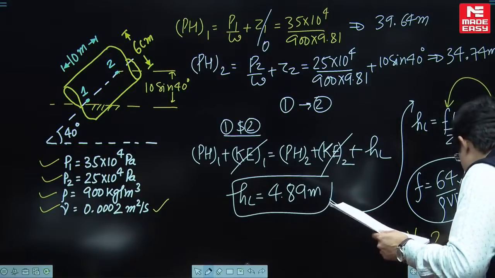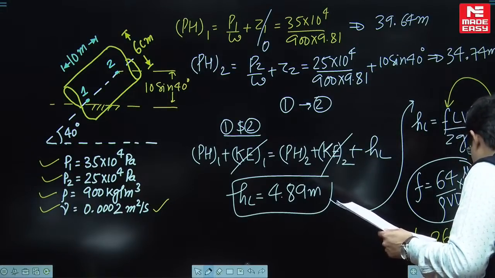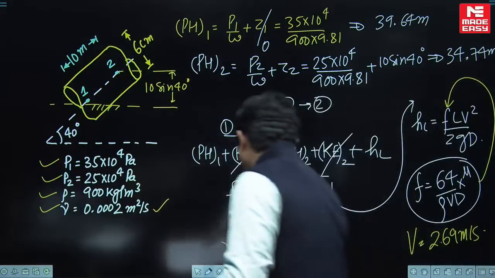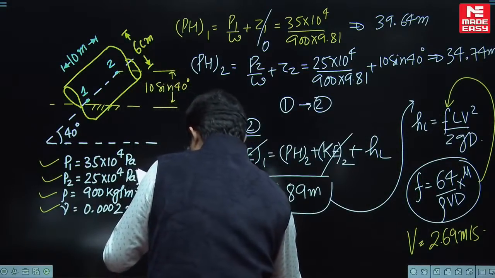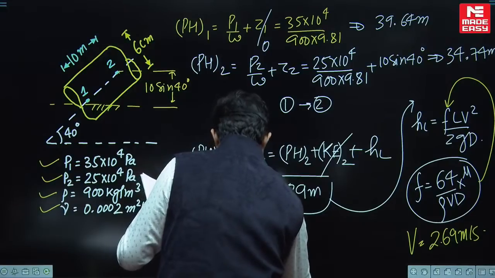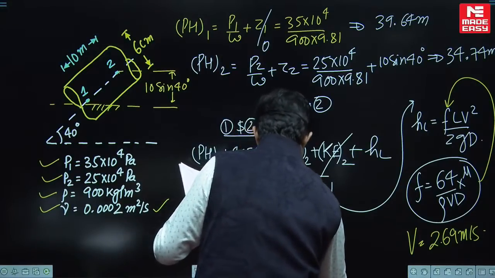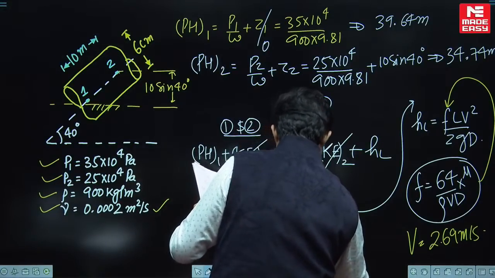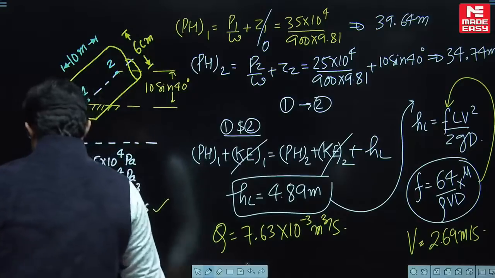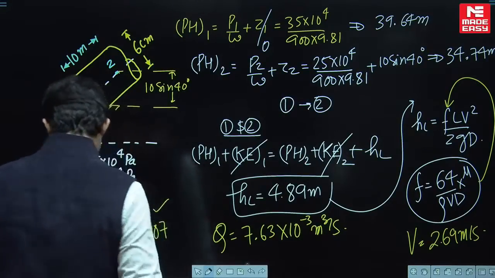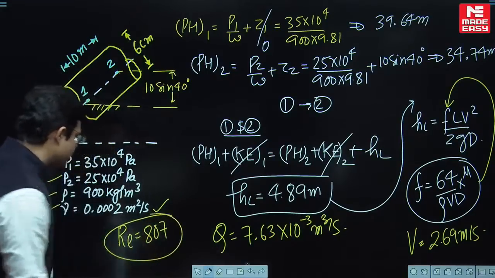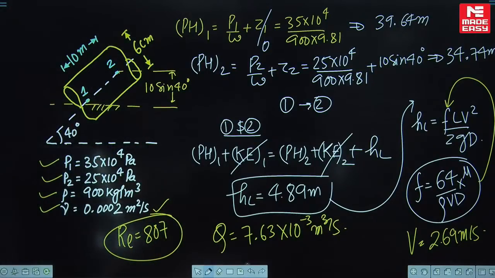Velocity. So velocity will come out to be 2.69 meter per second. Once the velocity is known, you can find the discharge. Discharge will be area into velocity, and that will come out to be 7.63 into 10 to the power minus 3 meter cube per second, and Reynolds number will be 807. Reynolds number बच्चे, rho V d by mu, will be 807.